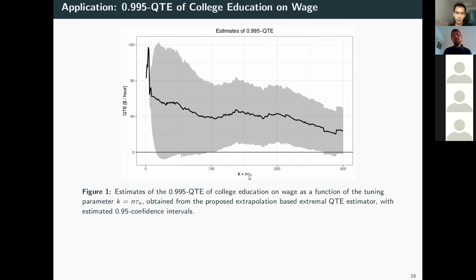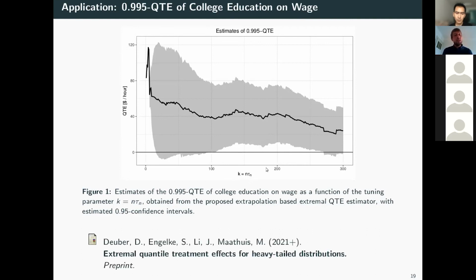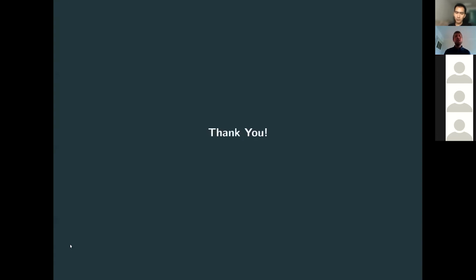How you choose this tuning parameter tau n in extreme value theory is usually by certain stability plots, which I won't go into detail about. But you can see the details of this application very soon when we submit our paper on arXiv, which should be in the next weeks. With this, I would like to thank you for your attention. Of course, I'm happy to answer questions if there are any.